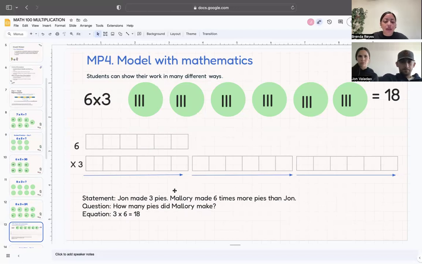And then another method that we want to introduce to the students are word problems. So you have a statement, a question, and an equation. So you first start off with your statement: John made 3 pies. Mallory made 6 times more pies than John. And then times more goes back to our key phrases. That way they know all these words mean multiplication. So our question is, how many pies did Mallory make? So if John made 3 pies and Mallory made 6 times more, you would multiply these together and you would get 18.